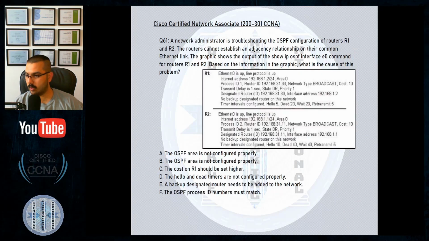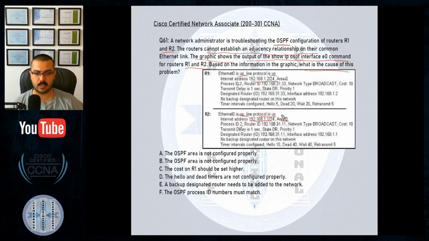Okay, question 61. A network admin is troubleshooting OSPF config on R1 and R2. They cannot establish adjacency, unfortunately. The graphic shows the output of the command show ip ospf interface Ethernet 0 for both of them. What is the cause? Okay, so the interface is up, no problem. The IP address is this one in area 0. The IP address is this one in area 0. Thank you. A process ID, it's 1, 2, no problem.